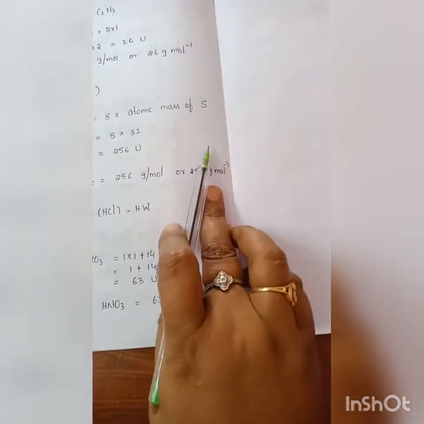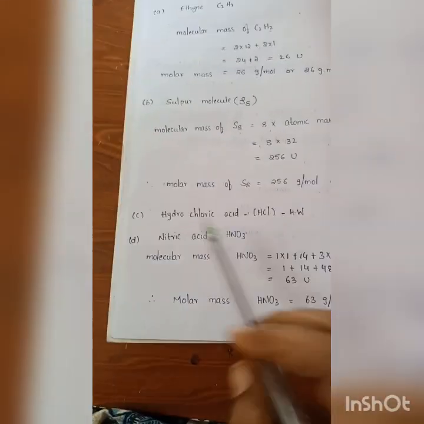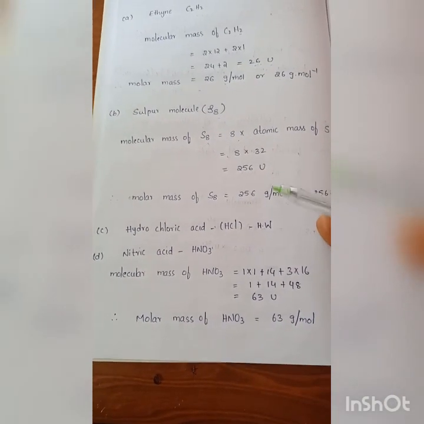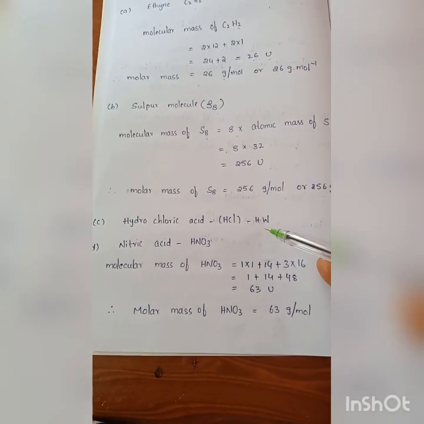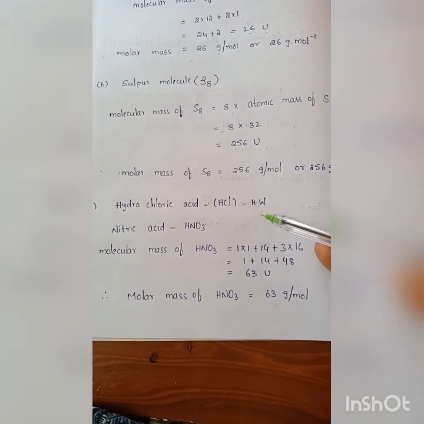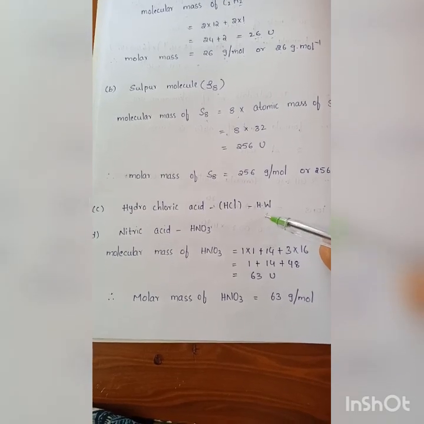This can be read as gram per mole only. Next, C question. Basing on these two, try to solve the C question, that is finding the molar mass of HCl, hydrochloric acid, on your own, and do it in the classwork.